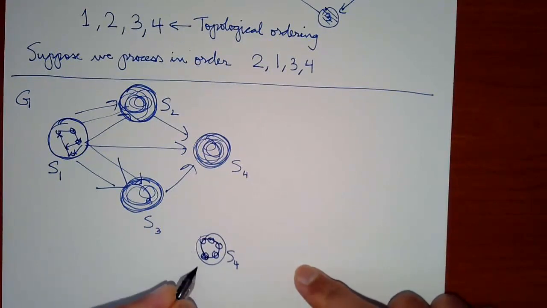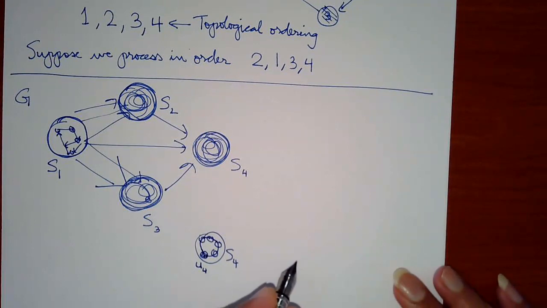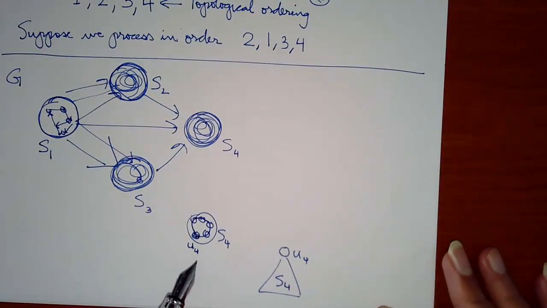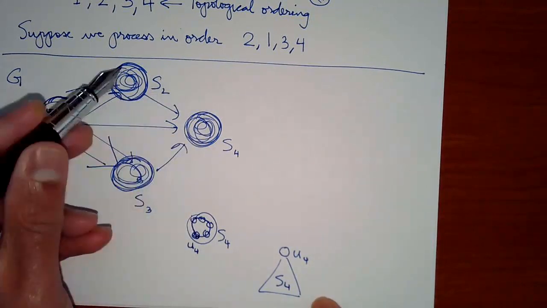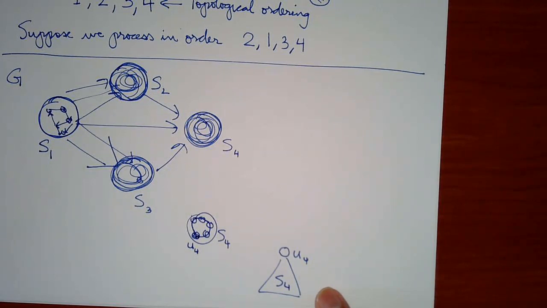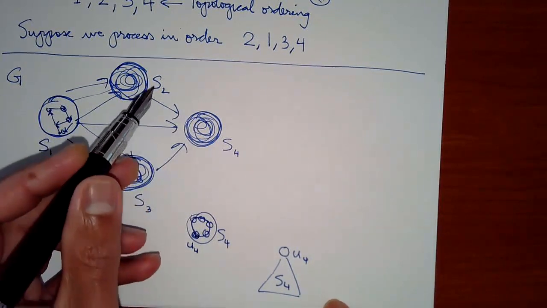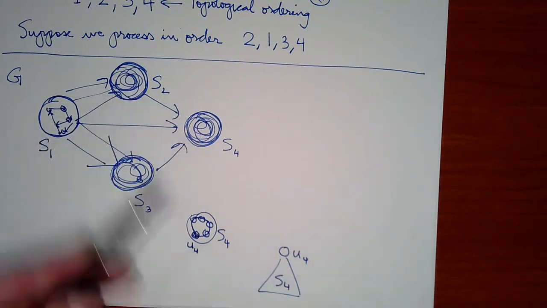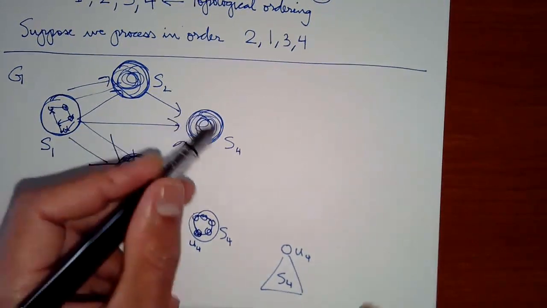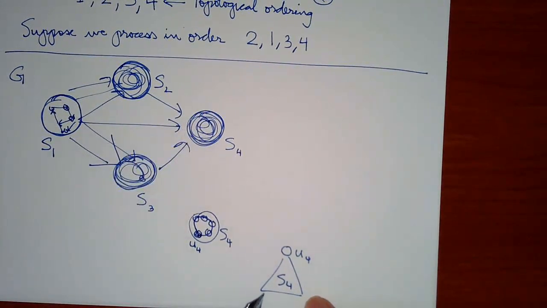So let's just call this U4. If you look at the DFS tree, you have U4, and then all of S4 are going to be descendants of U4. Furthermore, there are no further descendants because there is nowhere else to go. You cannot have S2 being a descendant, because that would mean there is a path from U4 to S2, which we know is not true. So this entire strongly connected component is essentially a descendant of U4.